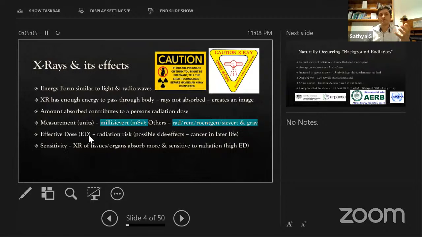When we talk about the effective dose, if the dose goes beyond a certain level, especially in children who are exposed to repeated X-rays or repeat CT scans, there is a chance of possible side effects, such as cancer later in life. Not all of them will end up with that problem, but a small number of people can. So we must understand how much radiography exposure is appropriate for a person.